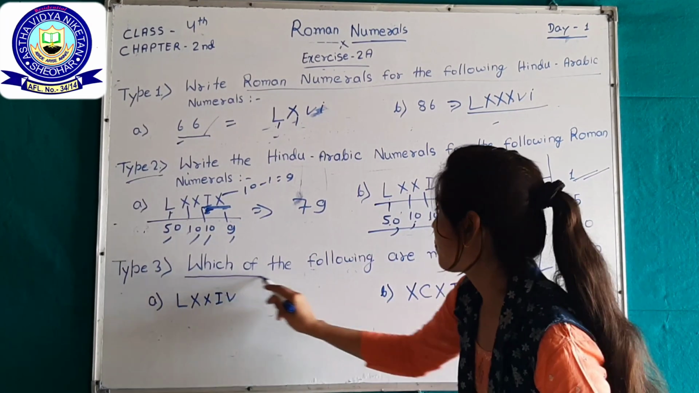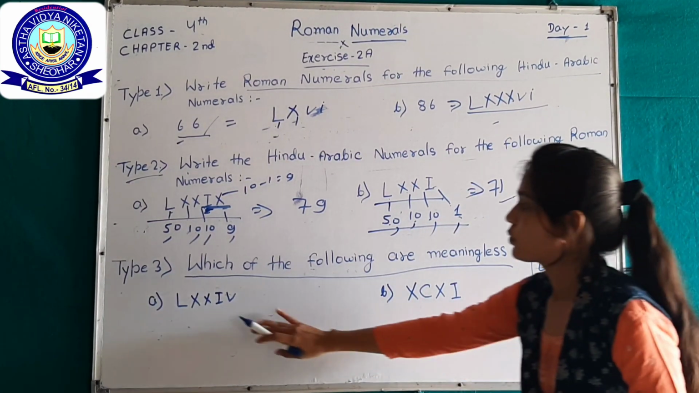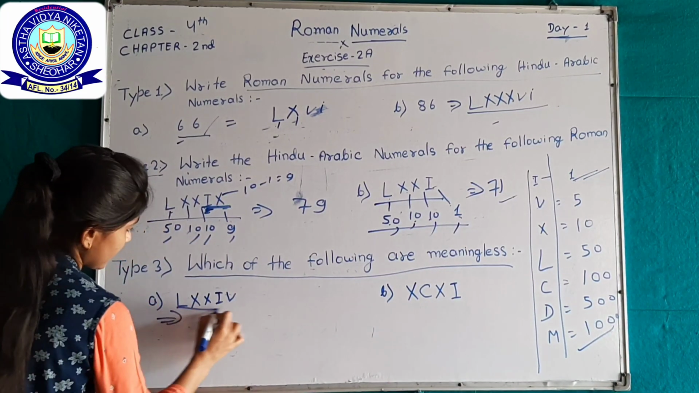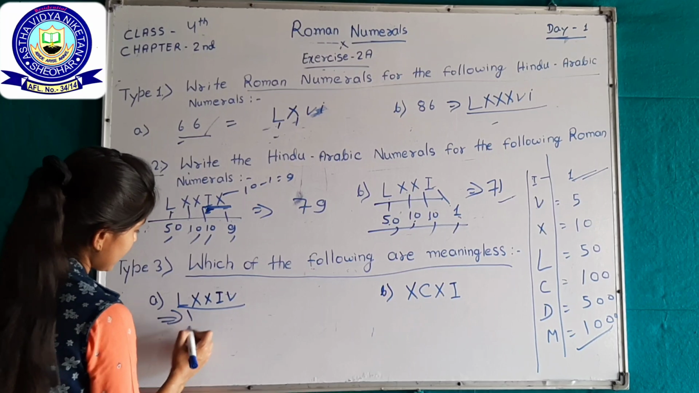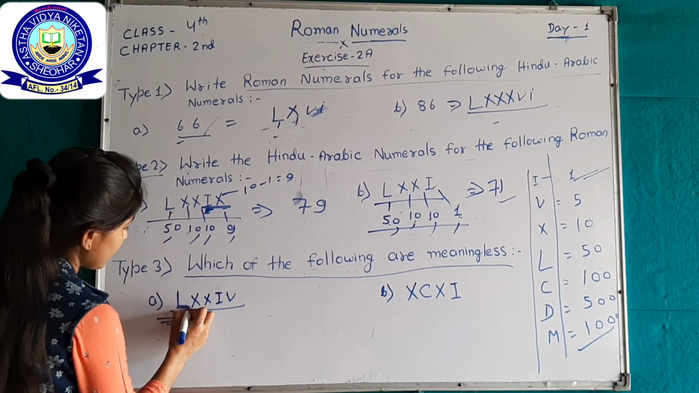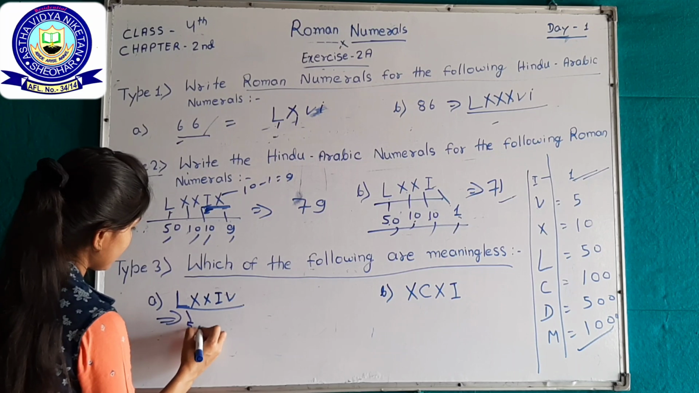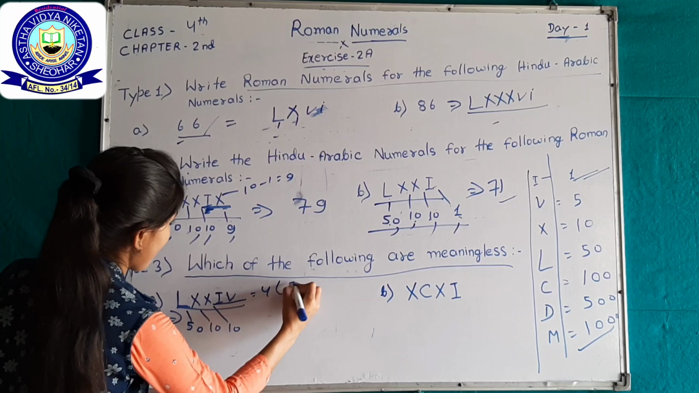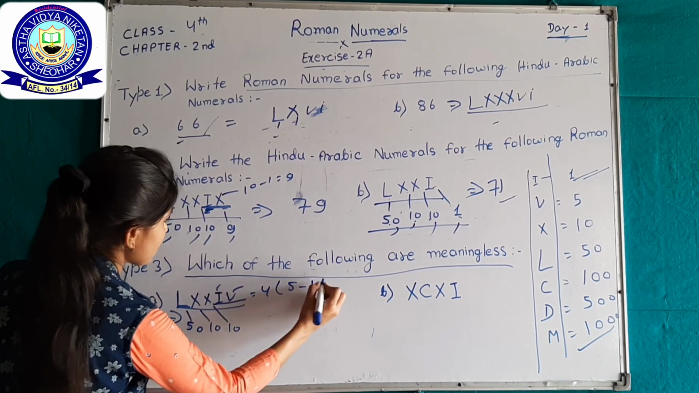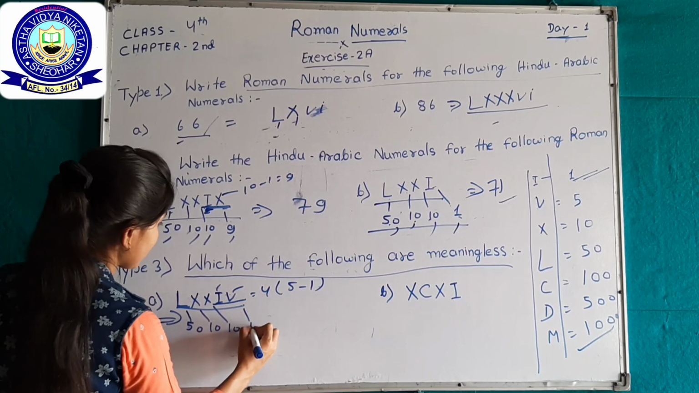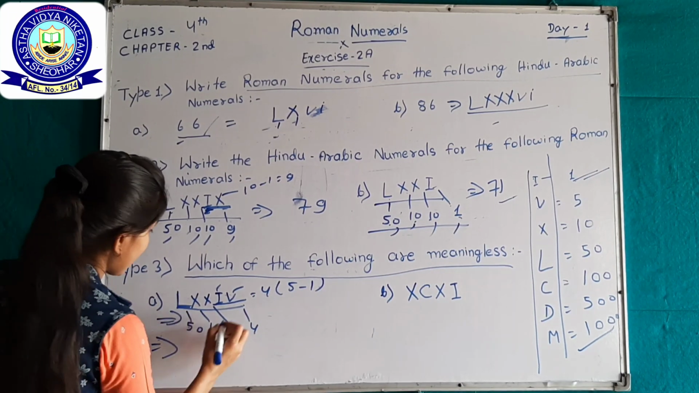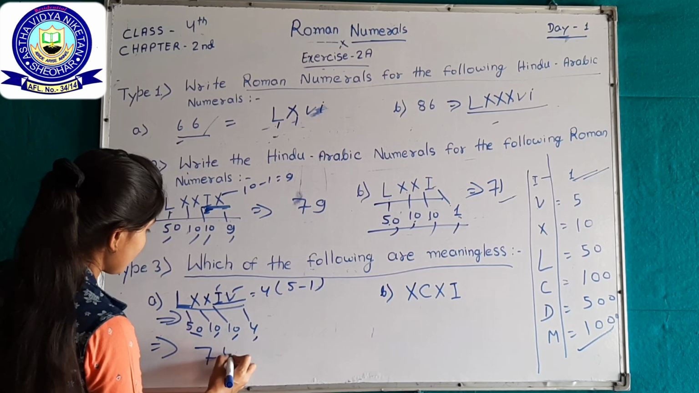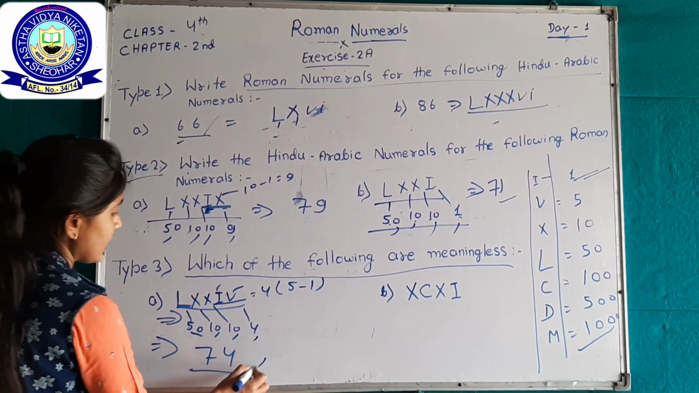And here is the next type: which of the following are meaningless? Here are 2 examples. You have to write the Roman numerals in Hindu Arabic numerals. L means 50, X means 10, this X means 10, IV means 4: V means 5 and I means 1, 5 minus 1 equal to 4. The value of LXXIV is equal to 50 plus 10, 60 plus 10, 70 plus 4, 74. This is not meaningless, this is meaningful.